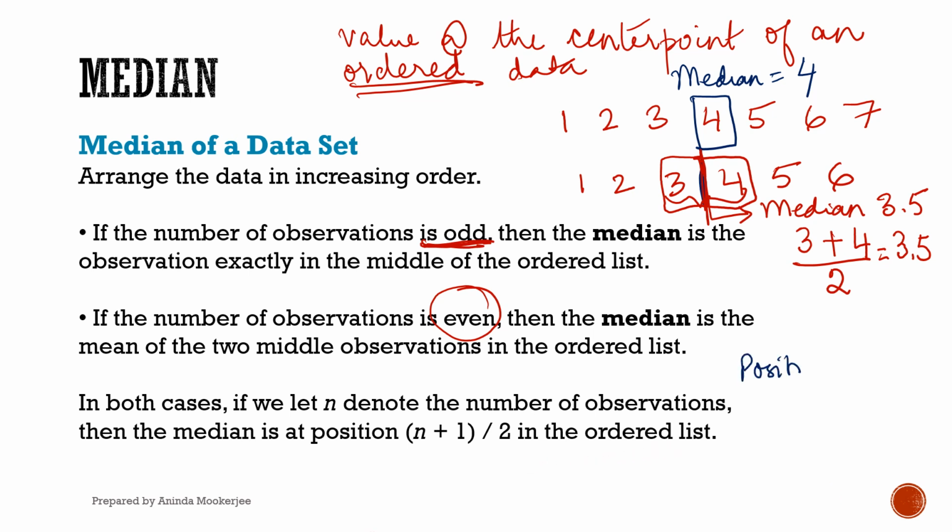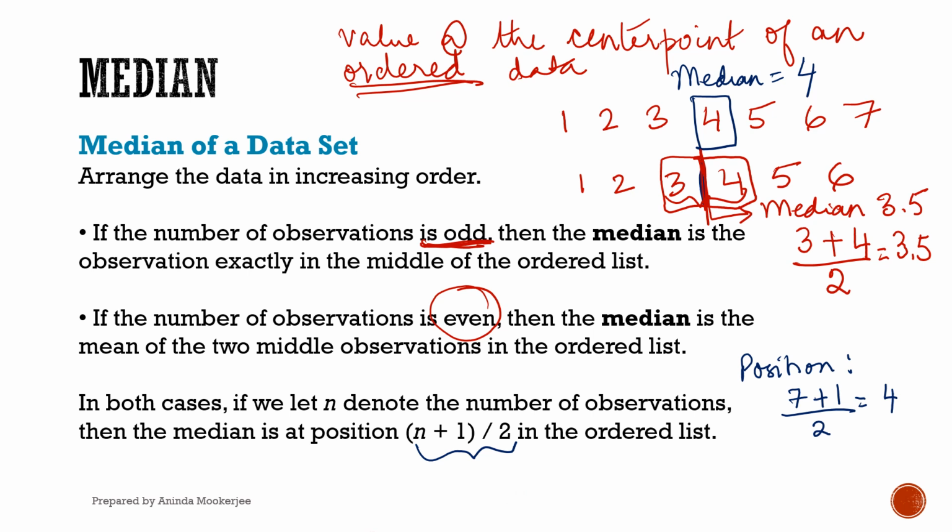We take the number of values in our list. In the first example here, there were 7 numbers, right? N was 7. So I'm going to do n plus 1. So 7 plus 1, using this formula here. 7 plus 1 divided by 2 is 4. 8 divided by 2 is 4. And if you count from the start, from the first number, 1, 2, 3, 4, this is where the median is located.